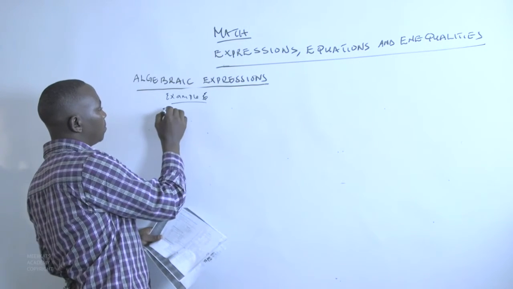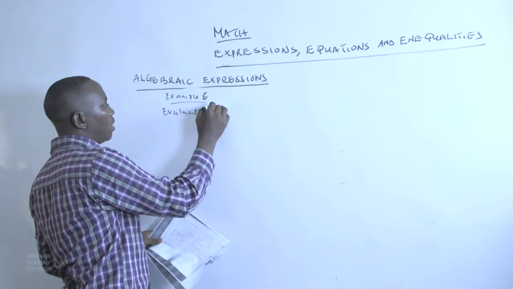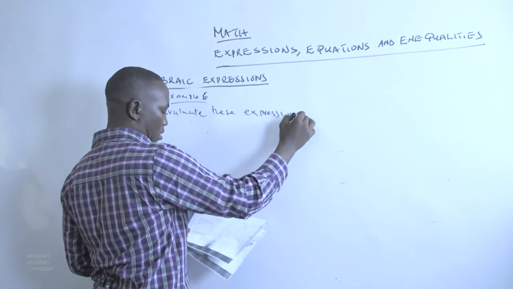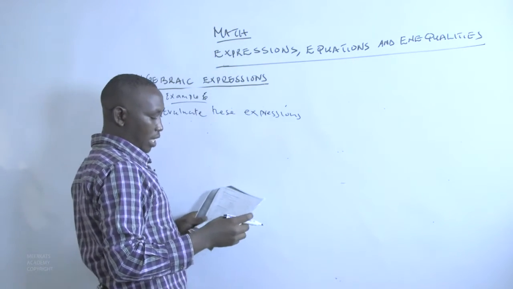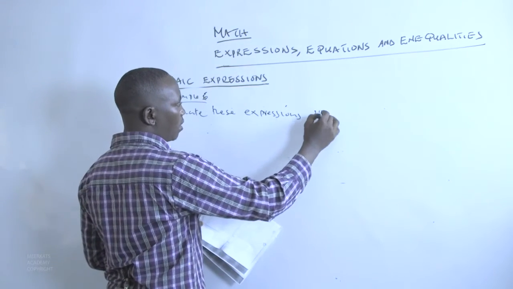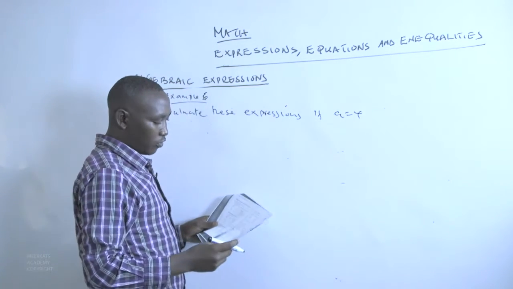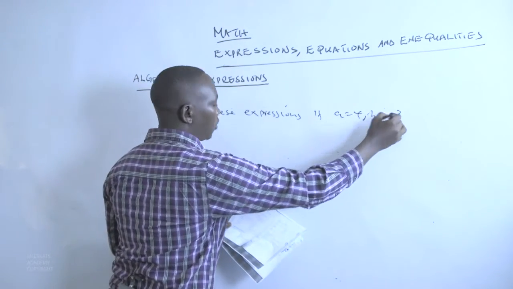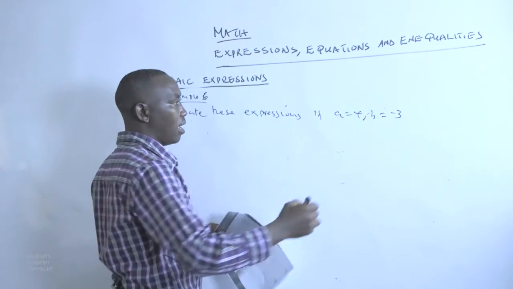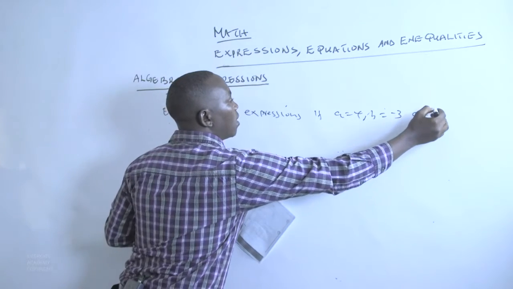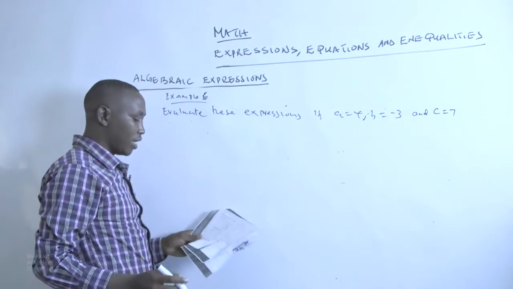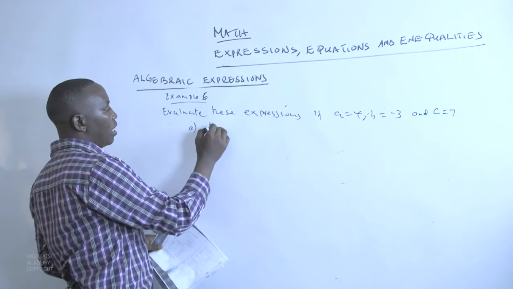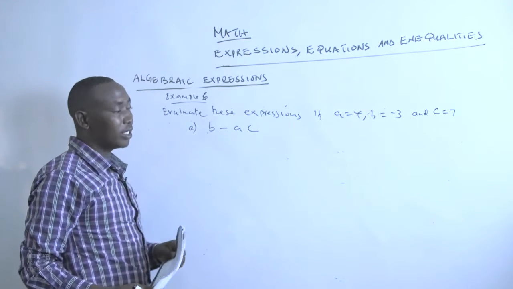Evaluate these expressions. If a is equal to 4, b is equal to -3, and c is equal to 7. Number 1, we have b subtract ac.